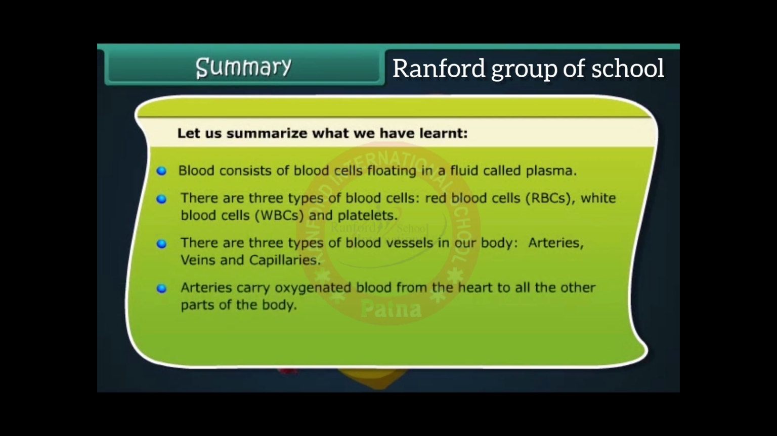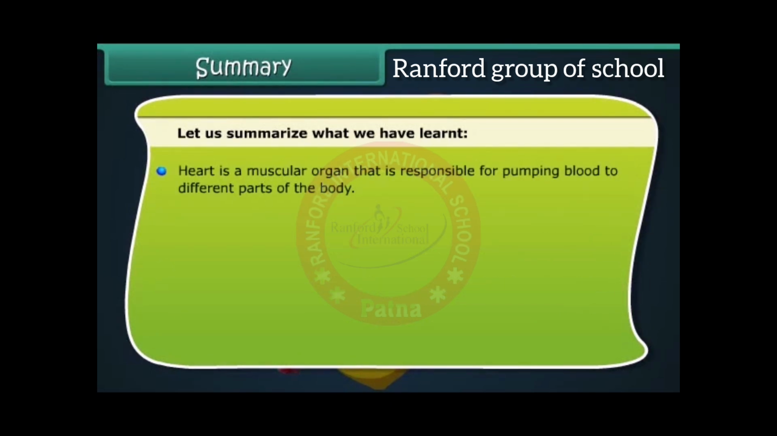Arteries carry oxygenated blood from the heart to all the other parts of the body. Veins carry deoxygenated blood from different parts of the body to the heart. Heart is a muscular organ that is responsible for pumping blood to different parts of the body. One rhythmic relaxation and contraction of the heart is known as a heartbeat.